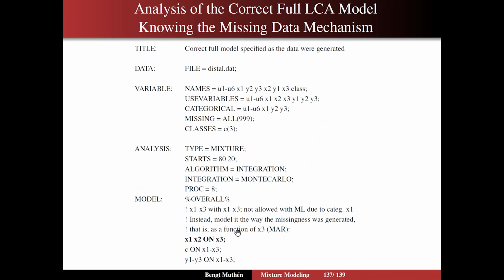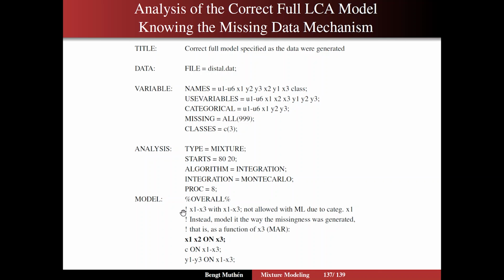Now on slide 137, we analyze these data knowing the missing data mechanism. So it's a correct full model specified as the data were generated. Now we're pretending that we have real data. That's the data set we created. And we're just checking that everything comes out okay by analyzing it, not in a Monte Carlo study, but in sort of a real data study. So the specifications are the same here. Now we have to search for the solution, and the algorithmic settings are the same.